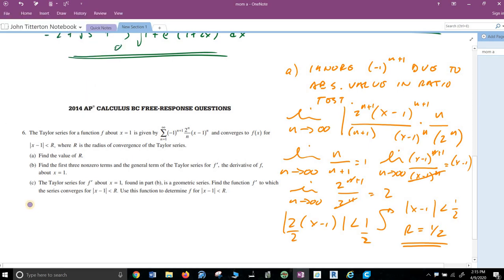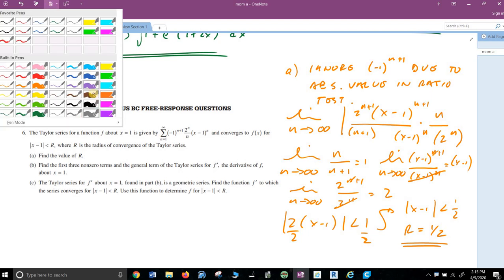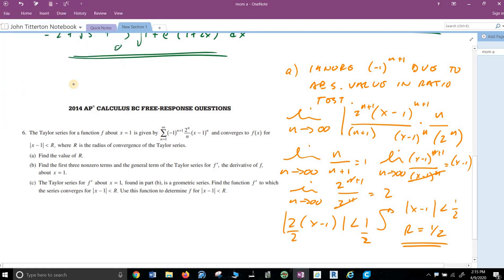Find the first three non-zero terms, and the general term. I didn't read that part, screwed that up. For the derivative, all right? So let's do the derivative. Remember, it's the derivative with respect to x. A lot of people start doing n's and things like that. When you take the derivative, it won't actually impact the alternating feature here.